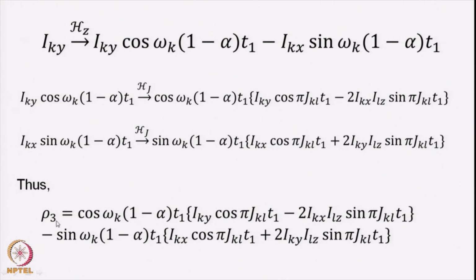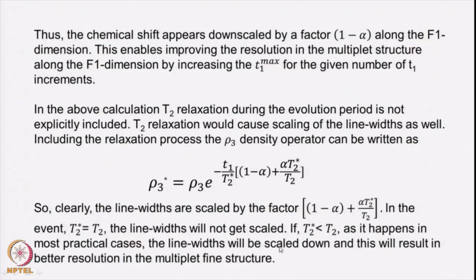Thus, your density operator rho 3 will be cosine omega k 1 minus alpha T1 inside bracket IKY cosine pi J kL T1 minus 2 IKX ILZ sin pi J kL T1, and the second term gives you minus sin omega k 1 minus alpha T1, and inside bracket you have IKX cosine pi J kL T1 plus 2 IKY ILZ sin pi J kL T1. Okay. So, therefore, the chemical shift appears downscaled by a factor 1 minus alpha along the F1 dimension.